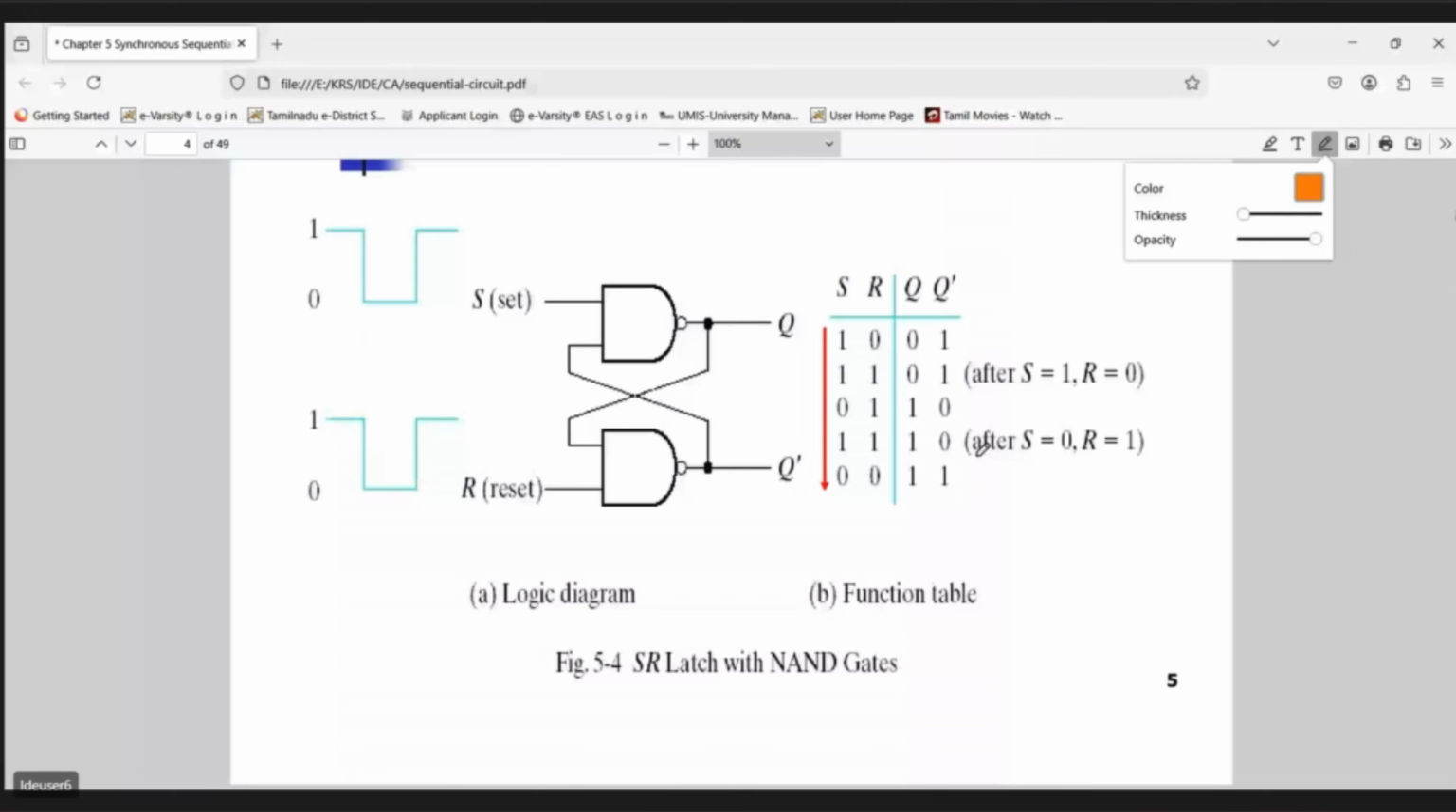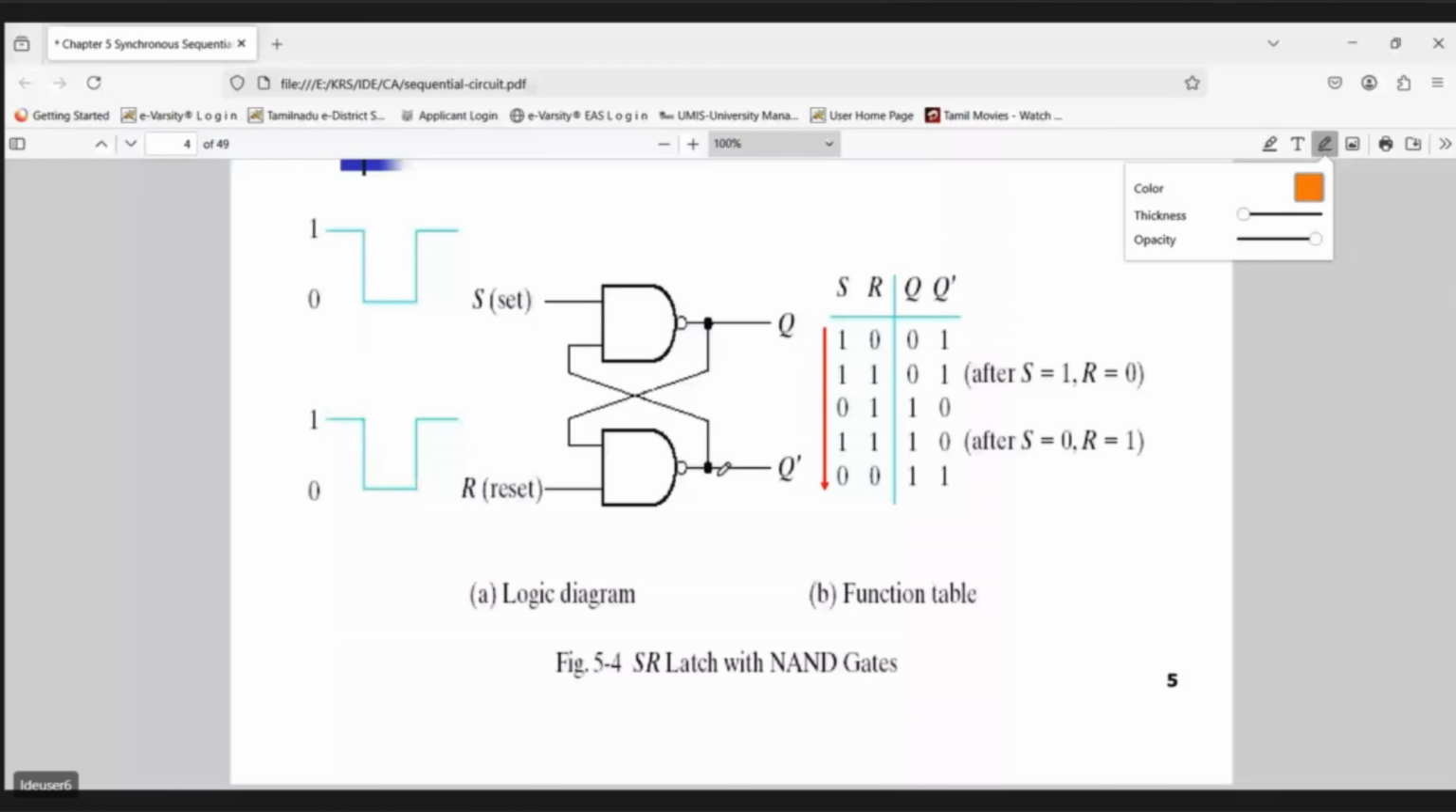Next, again reset the diagram. Therefore both S and R equal to 0. S is 0 and the previous Q value is equal to 1. 0 1, then the output equals 1. Therefore the Q value is equal to 1. Then here R's value 0, Q's value 0. So both are 0, Q dash is also 1. Therefore both Q and Q dash are equal to 1.